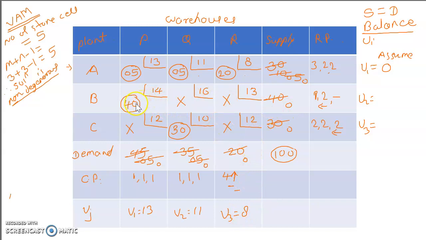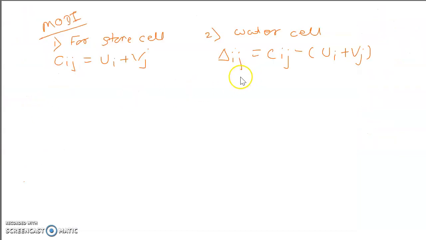Then proceed to the next stone cell. For this cell, the value of C is 14, V1 is 13, U2 is unknown. So 14 minus 13, U2 is 1. Then for the next stone cell, C is 10, V2 is 11, U3 is unknown, 10 minus 11, therefore U3 is minus 1. So these are the values of U1, U2, U3, V1, V2, V3. After getting the Ui and Vj, proceed to calculate the deviations for water cells.